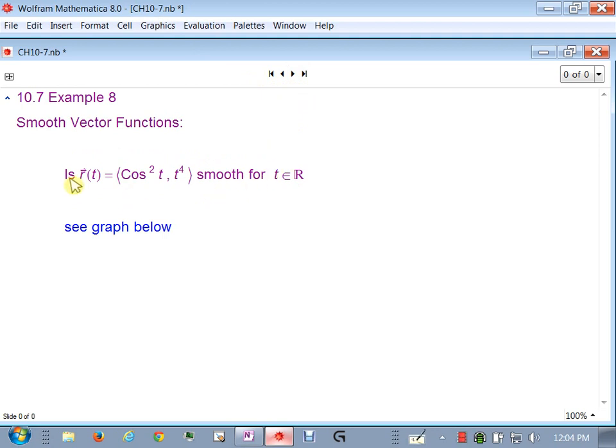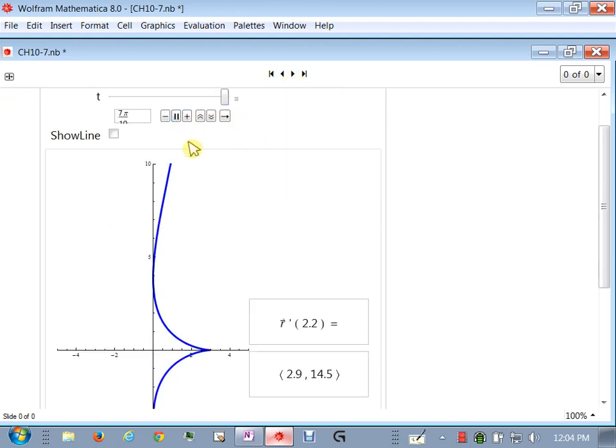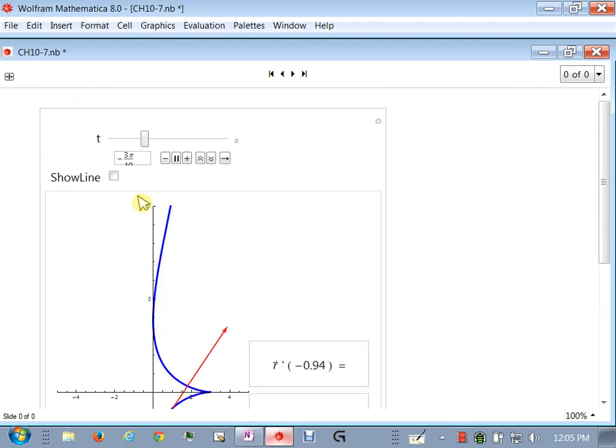So here is a function. Is r of t equals cosine squared t, and then t to the fourth, a smooth curve on all real numbers? Let me show you the graph, and then we'll compute. Here's the graph. So time's going by. Notice the tangent vector. Is this a smooth curve? Well, I have to check. Is the derivative ever 0? Well, what is our derivative?